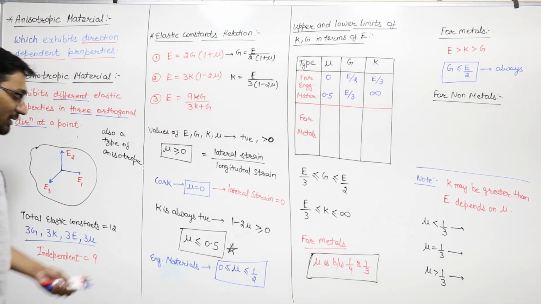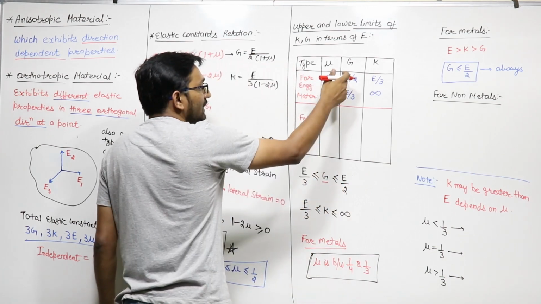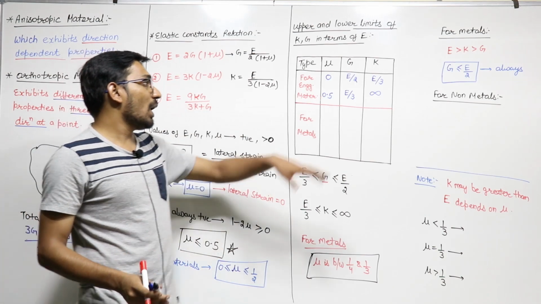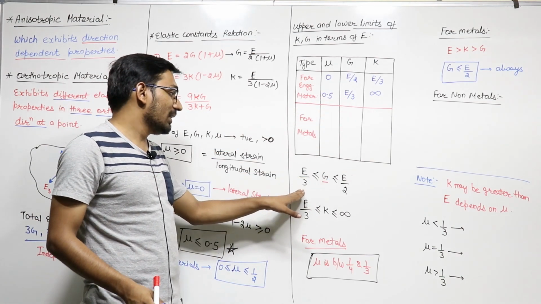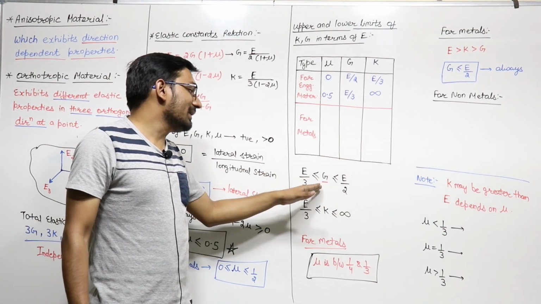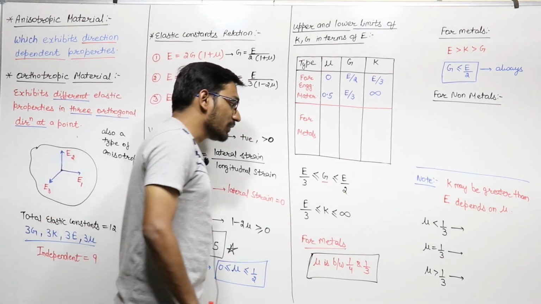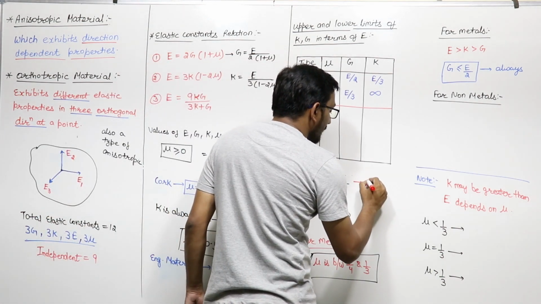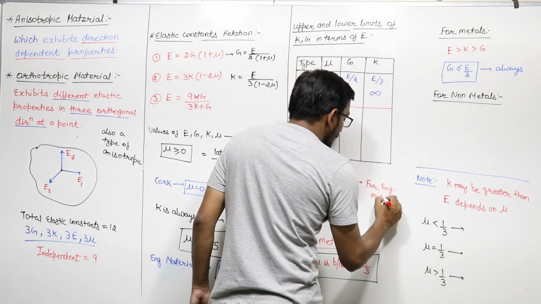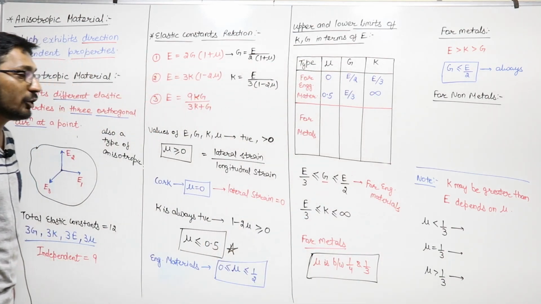So I can say that for all the engineering materials, the value of G lies between E by 2 and E by 3. The lower value of G will be E by 3 and the higher value of G will be E by 2. So G will be greater than or equal to E by 3 but less than or equal to E by 2. For all the engineering materials, the value of G will lie between E by 3 and E by 2.